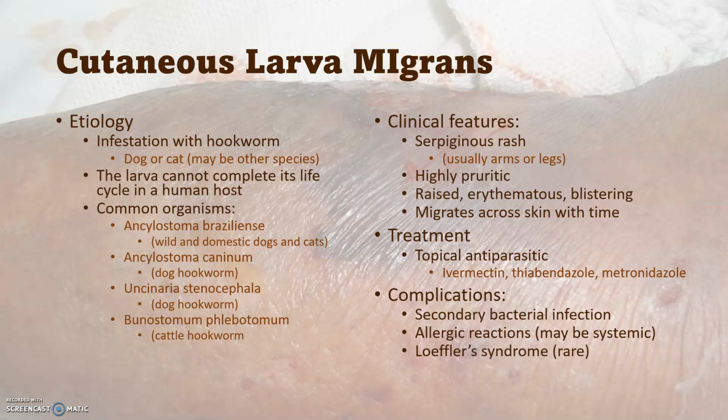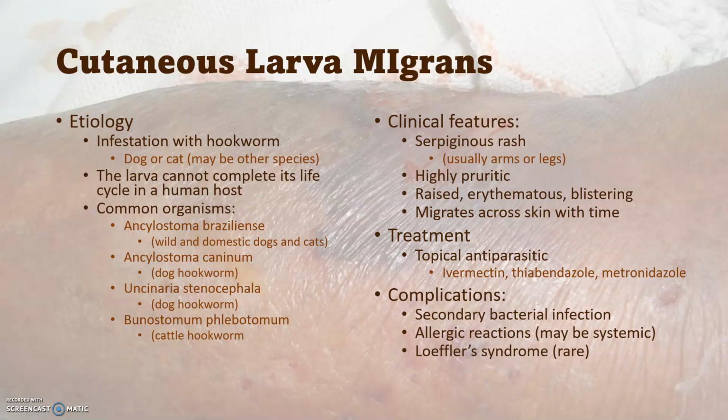The most common organism implicated in the New World is Ancylostoma braziliense, which is a dog and cat hookworm that's seen in both wild and domesticated species. But these other three that I've listed here are also common in different parts of the world. And as you can see, it's not just dog and cat, it could be cattle hookworm as well.